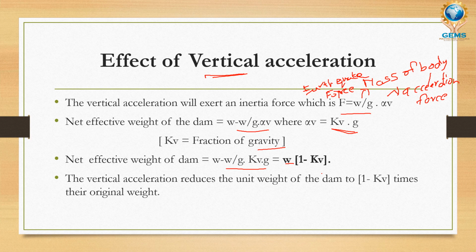If the vertical acceleration due to earthquake happens, the older weight of the dam, which it had at its original time before the earthquake, changes, and this change occurs 1 minus kV times. W is the older weight of the dam. Whenever an earthquake happens, this W changes to W into 1 minus kV.